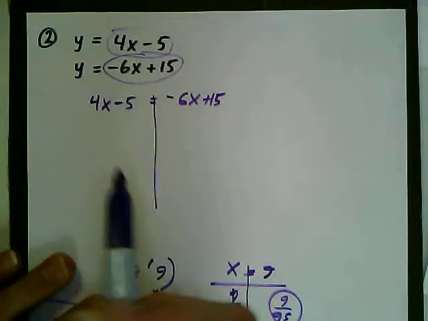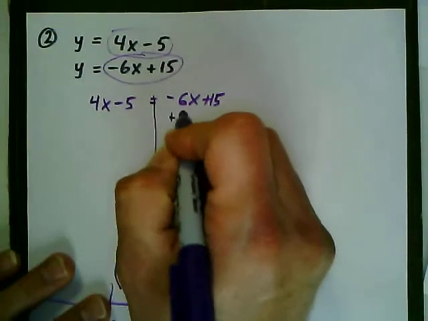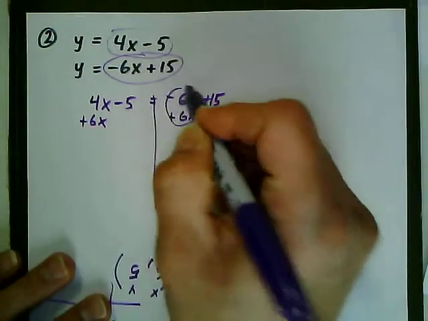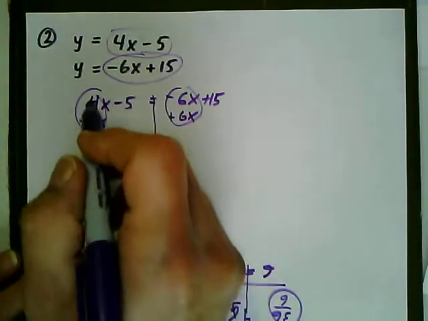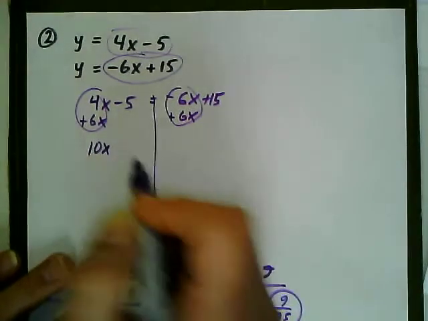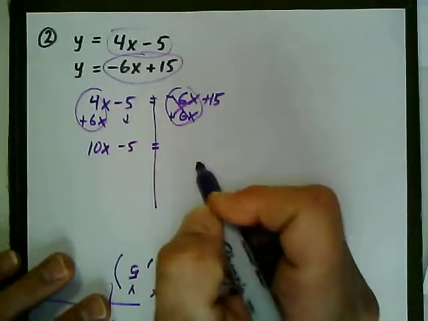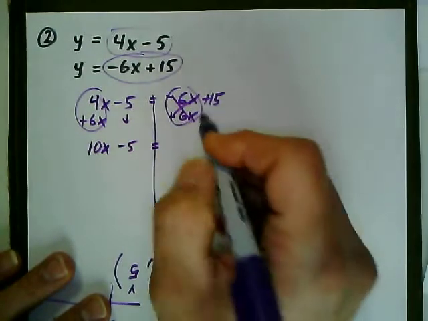No distribute, no combine like terms. We do have an extra variable. I like to take the lowest one. So we're going to add 6x to both sides. 4 and 6 is 10x. Bring down that minus 5. The equals. These two are gone. 6 minus 6 is 0.